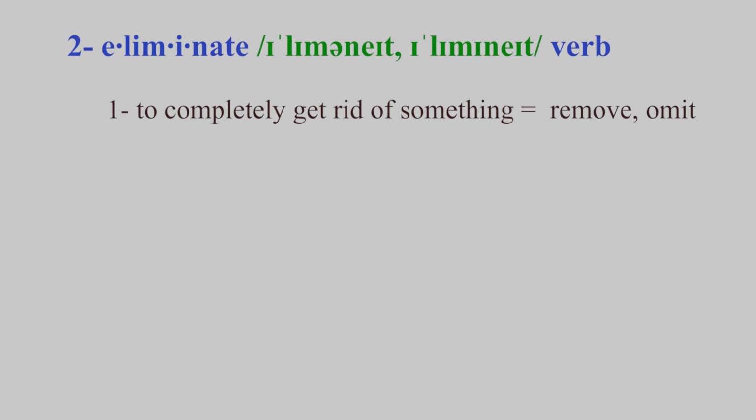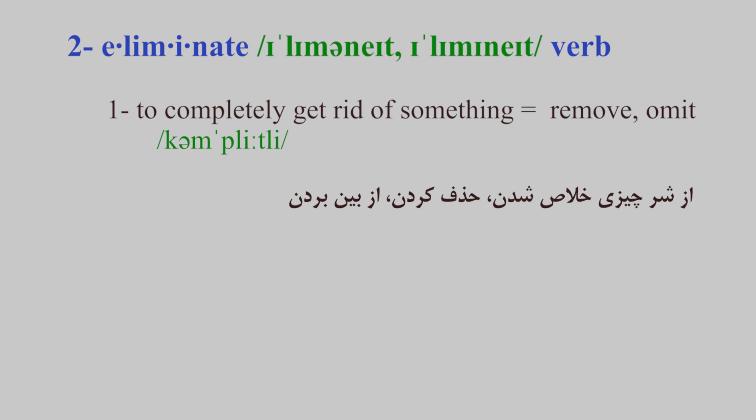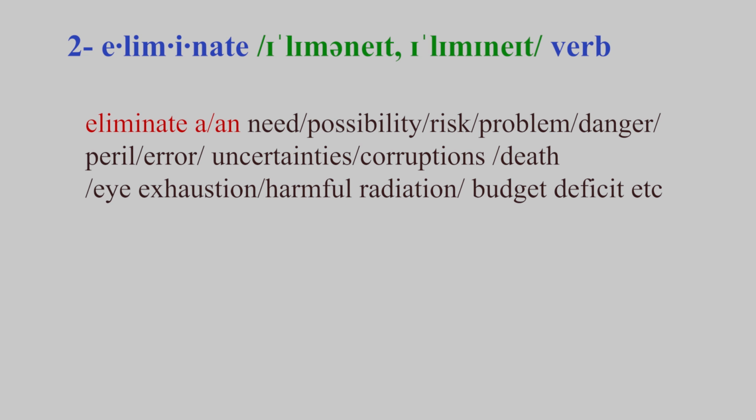So the next word, word number two, is eliminate. Eliminate is a verb and it means to completely get rid of something. We have two synonyms for it: remove or omit. As you can see, I have written the pronunciation of completely for you to make it easier. I have written a lot of collocations with eliminate and I have gathered them from different texts, and I'm pretty sure that it helps you a lot.